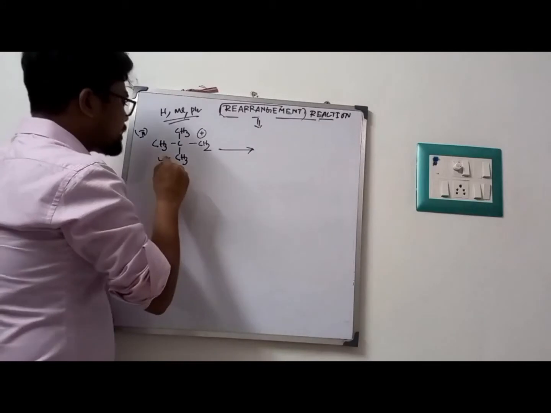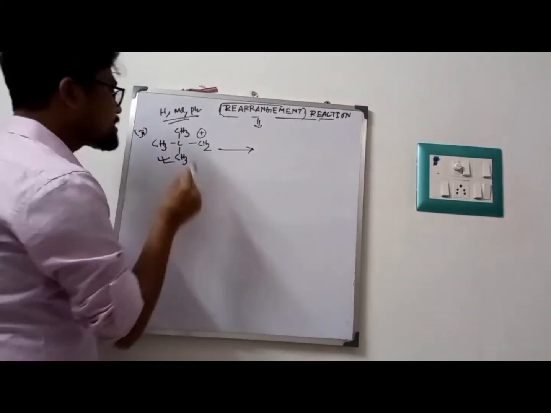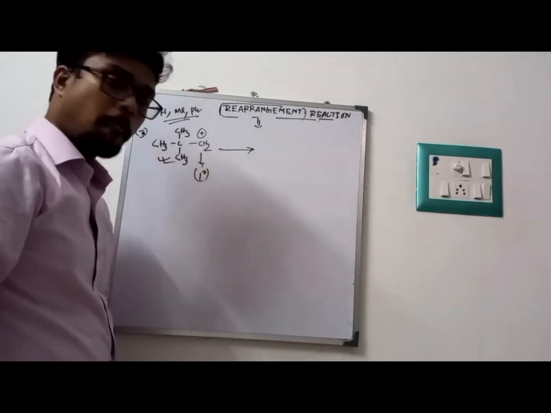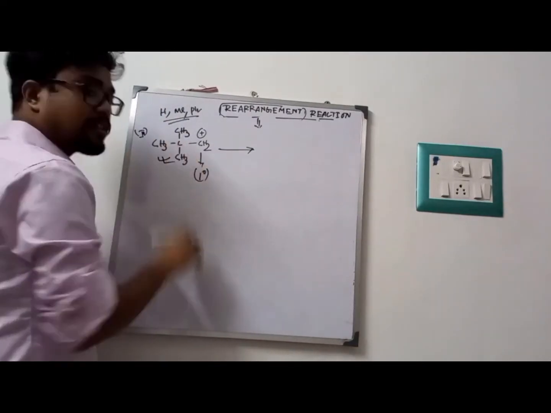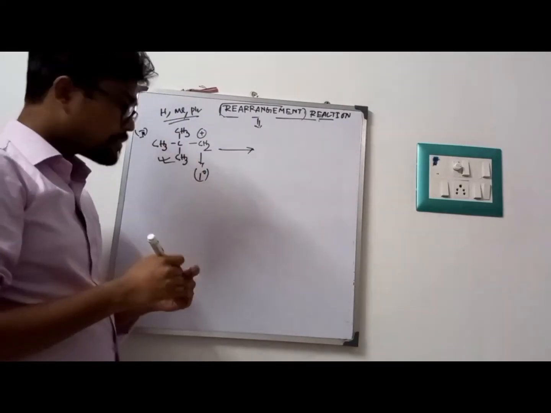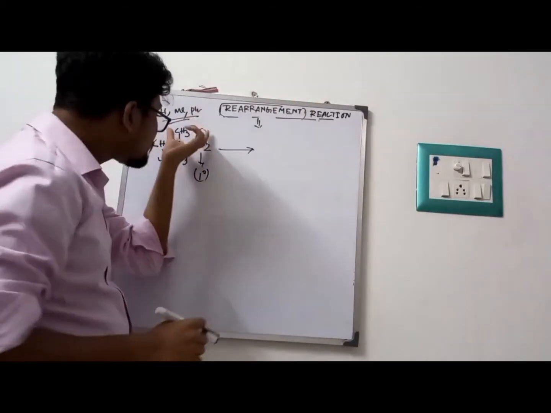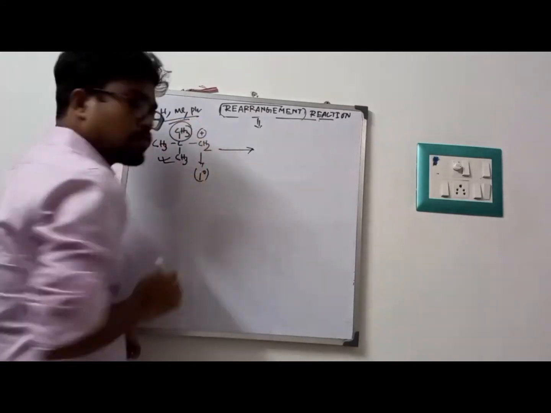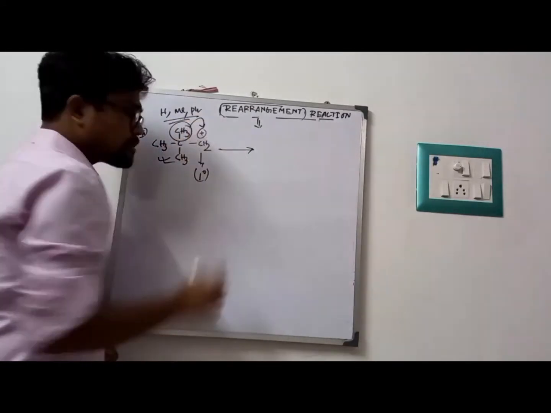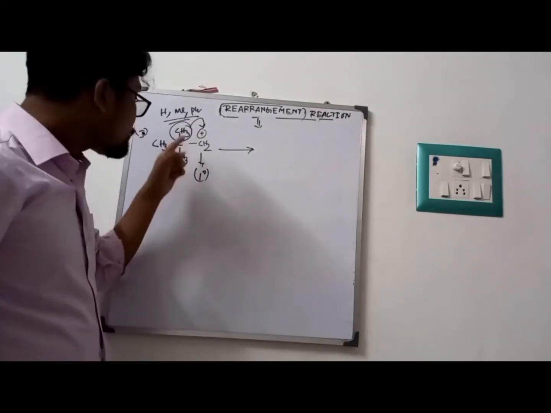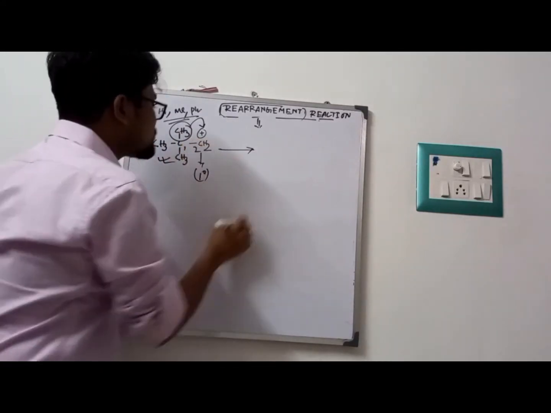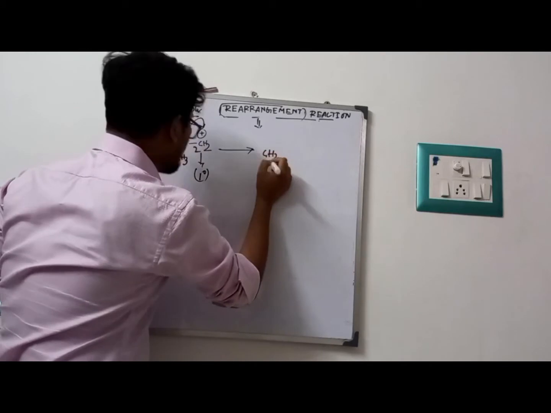Now this is our second example. In this case also we have a 1 degree carbocation. Then what happened? Here no hydrogen is present, so methyl will go in the rearrangement reaction. Here methyl is the only one present. So methyl will go from carbon 1 to carbon 2. So what will be our desired product?